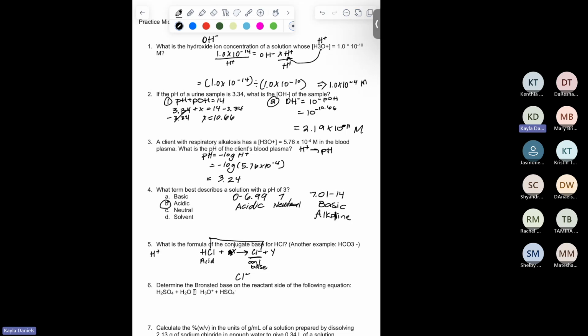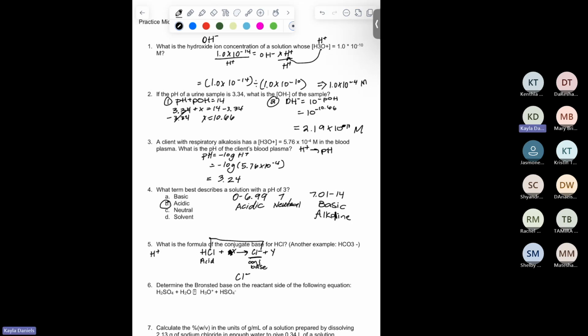I wouldn't stress too hard about knowing the positives and negatives. If you're able to identify Cl and then you see a charge with it, then just choose that answer, because remember it's multiple choice.